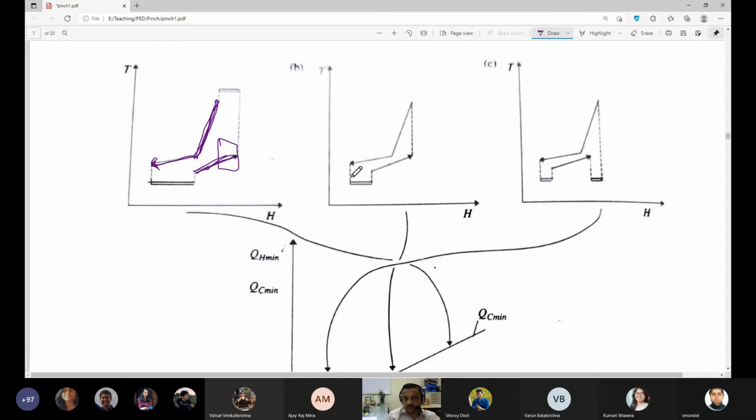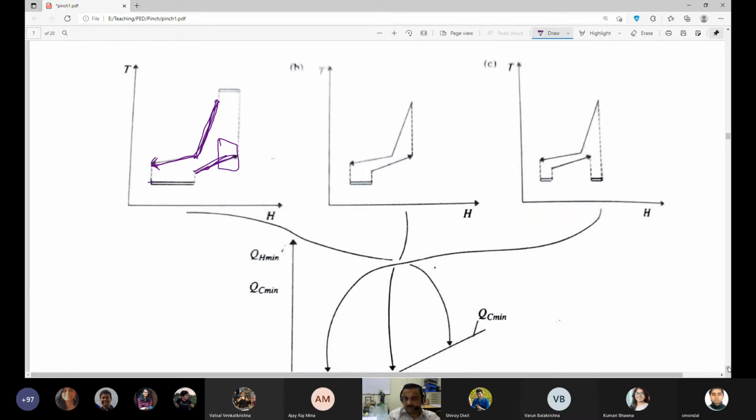If you move further down here, in this case you need a cooling water or cooling utility, and here also you need a cooling utility. See, the heating utility is placed here this way, and this is the cooling utility. So here you can see the heating utility has been 0, and since I have moved even further, I have a cooling utility in both these places.